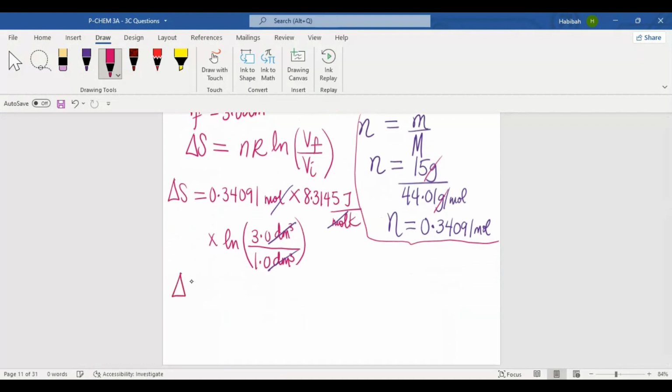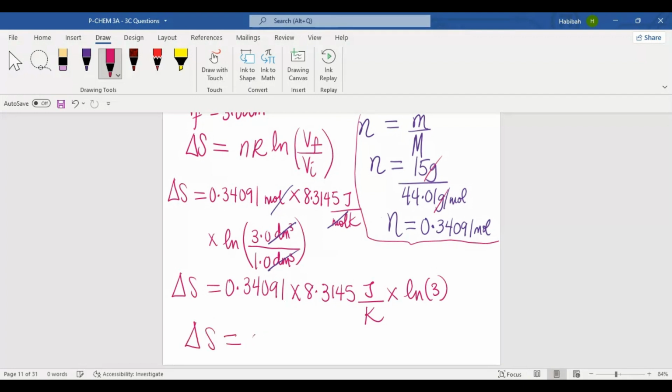So the change in entropy is just going to be 0.34091 times 8.3145 joule per Kelvin times ln of 3. Of course, you input all of this information in your calculator to get the change in entropy to be 3.114 joule per Kelvin.